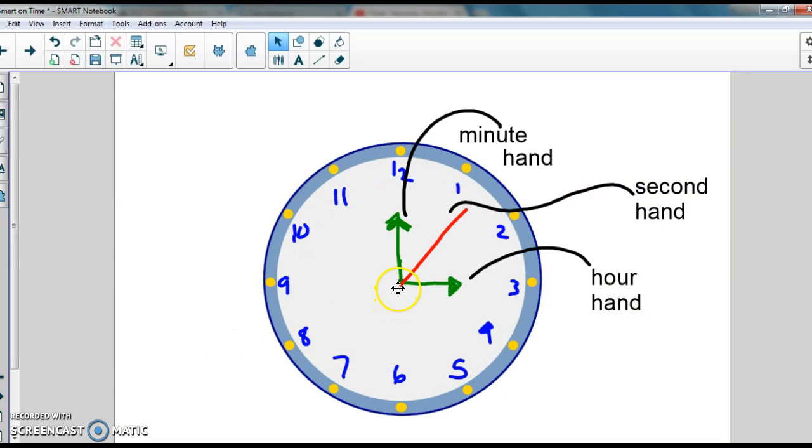Here is one that's already built. This has a second hand on it. Notice it is the longest hand. Then there's the minute hand, the second longest, and the shortest hand on the clock is the hour hand, and all around are your numbers.